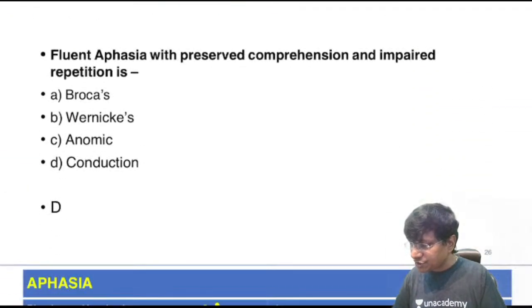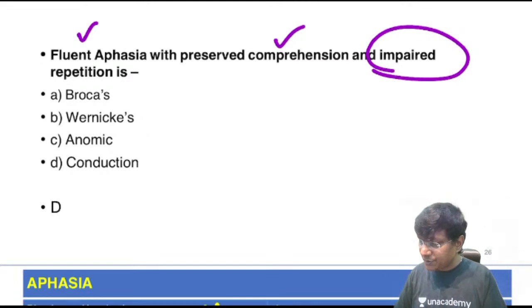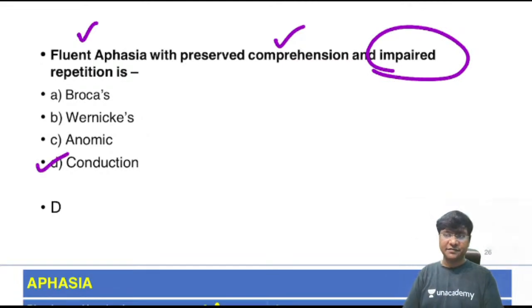Now if you see this question, fluency is preserved, comprehension is also preserved, there is only impaired repetition. So where do you get this? You get this in case of conduction aphasia, right?